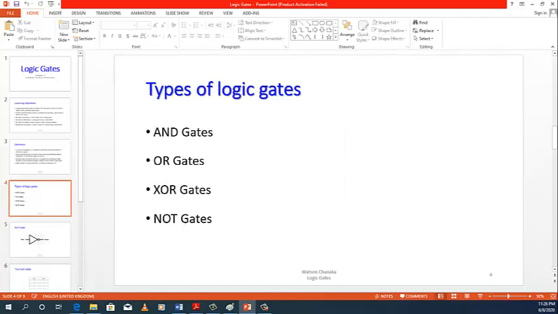So next we're going to be combining them. We're going to have more logic gates, which means we can join the AND gate and the OR gate, the OR gate and the XOR gate, the XOR gate and the NOT gate, or we're going to join all four of these to make what we call a logic circuit. So for the meantime, let's try to understand.